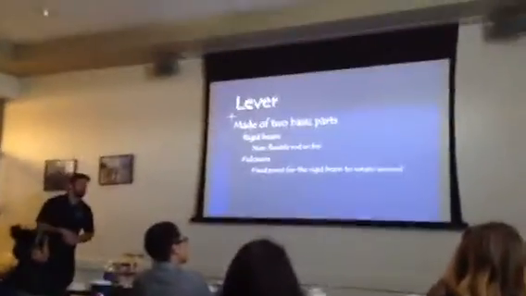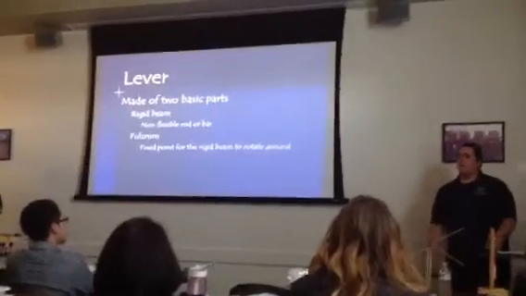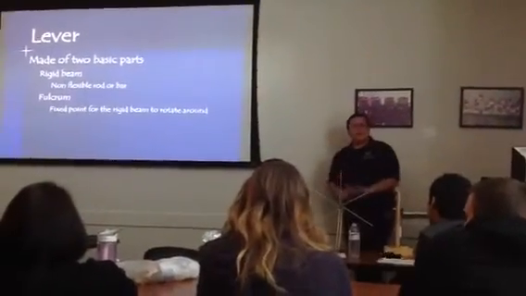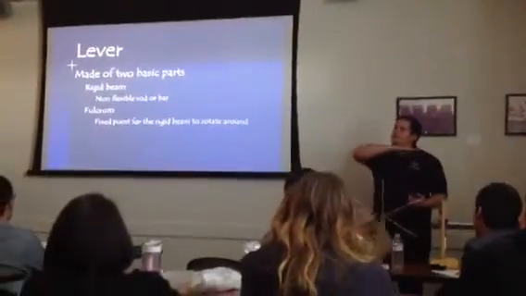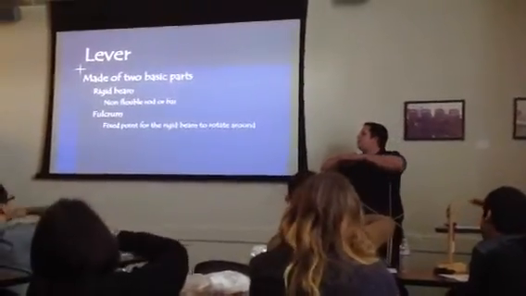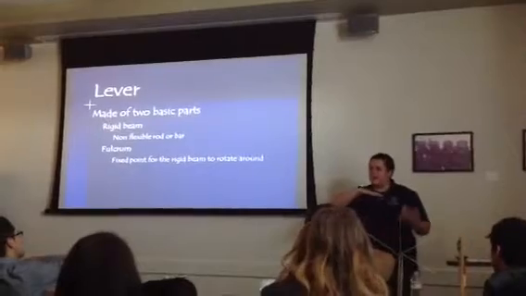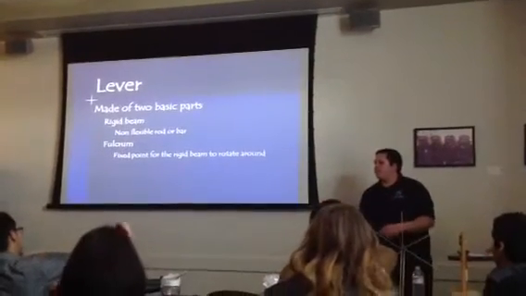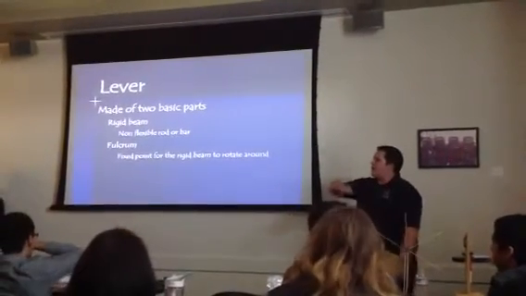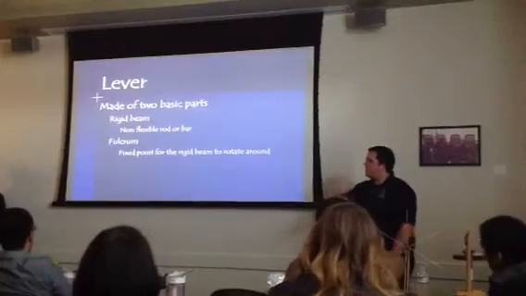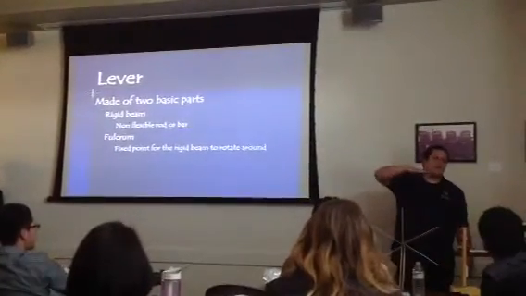Alright, so first we have a lever, which we all know, but basically it's made out of 2 basic parts, a rigid beam and a fulcrum. So if everyone wants to get your arm out, we want this rigid, which means, what does rigid mean? Strong, or not elastic, right? We can't bend at all. So we have our rigid beam.